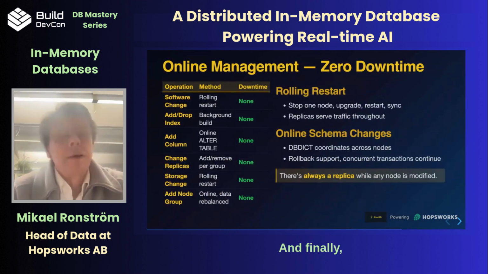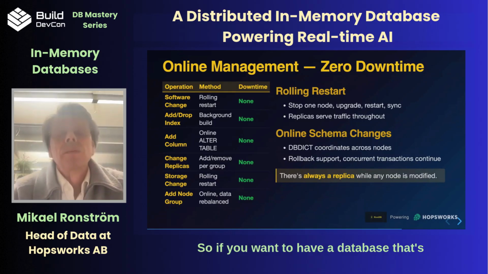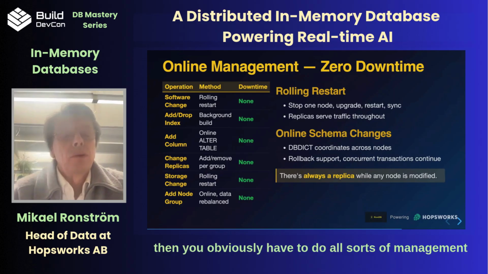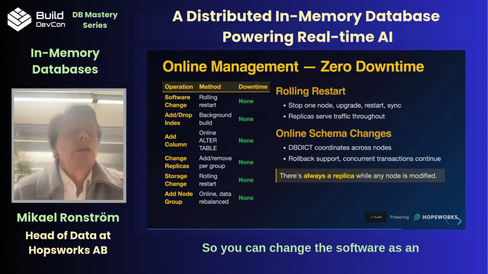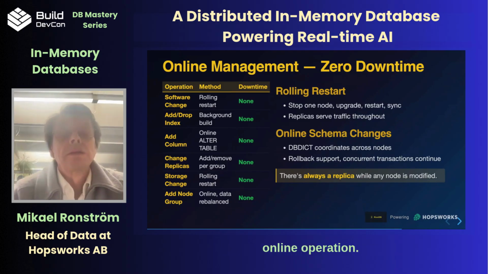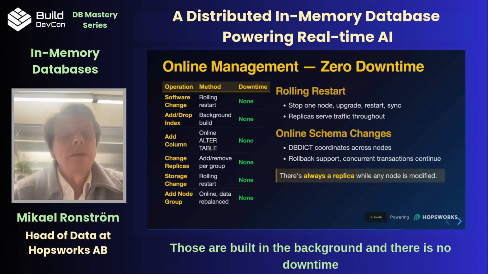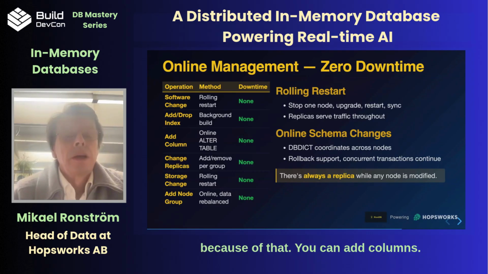And finally, we have online management. If you want to have a database that's online all the time, then you obviously have to do all sorts of management operations. You can change the software as an online operation. You do a rolling restart of the data nodes. There's no downtime. You can add and drop indexes. Those are built in the background, and there is no downtime because of that. You can add columns. That's basically adding a dynamic column, and it's always nullable. So that's an online operation again, no downtime.